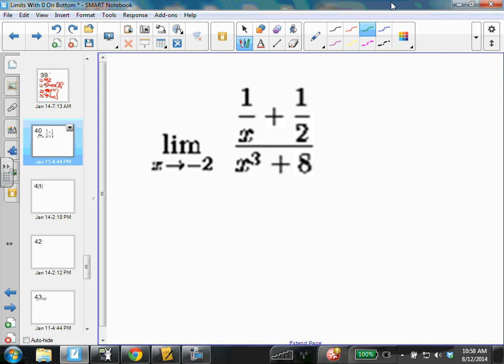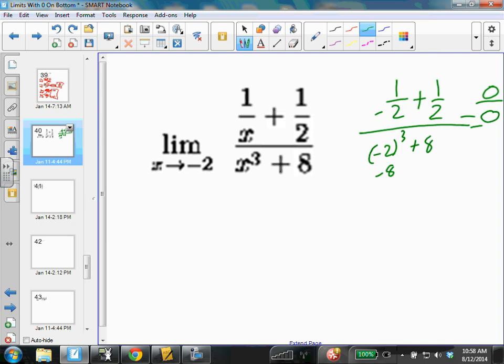Negative 2 right now, then you're going to have 1 over negative 2 plus 1 over 2 divided by negative 2 cubed plus 8. And these fractions, a negative 1/2 plus 1/2, actually make a 0. And negative 2 cubed actually makes negative 8, so it is a 0, which means we can factor. Absolutely.